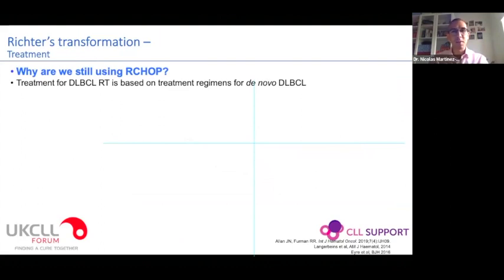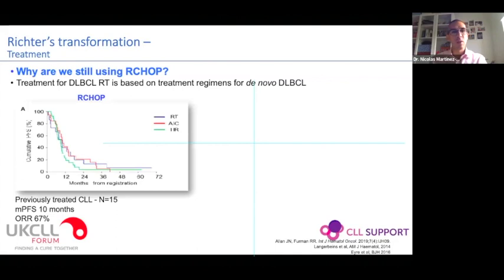But now we're going to go into a bit more clinical data. So the next question: why are we still using R-CHOP? The treatment of Richter's is based on R-CHOP as if it was a de novo DLBCL, and we haven't changed that. This is one of the papers published nearly 10 years ago, which showed a median PFS of 10 months and an overall response rate of nearly 70% with R-CHOP in patients with Richter's transformation, which is the blue curve you can see on that Kaplan-Meier curve.